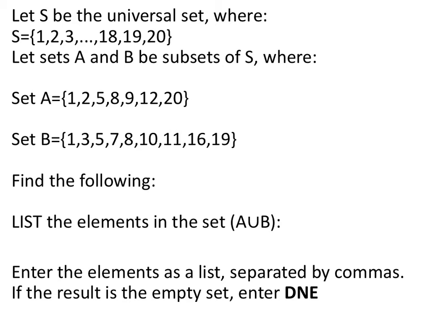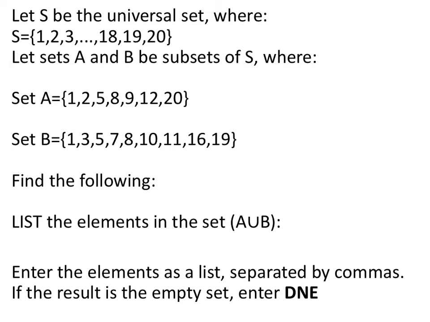So that brings us to this example. This is set S, where S is the numbers 1, 2, 3, and then it just continues that pattern 18, 19, 20. Let A and B be subsets of S. A subset is just a set of values that came from the first set. So we're really just looking at A and B here, okay? A has the values 1, 2, 5, 8, 9, 12, 20. B has the values 1, 3, 5, 7, 8, 10, 11, 16, and 19.